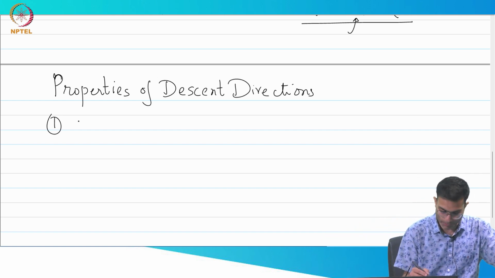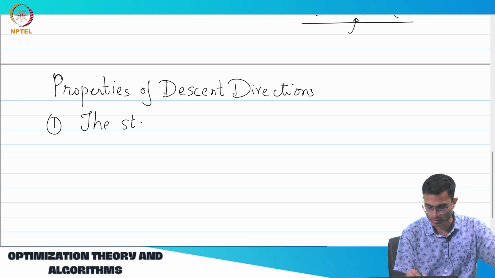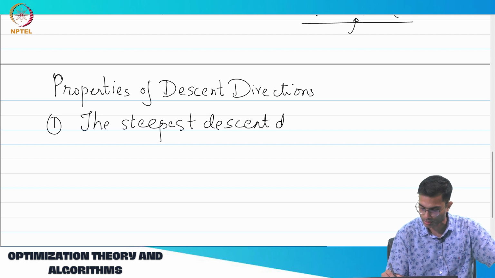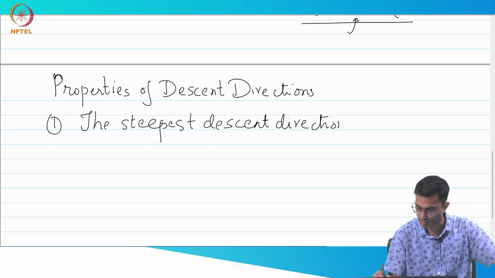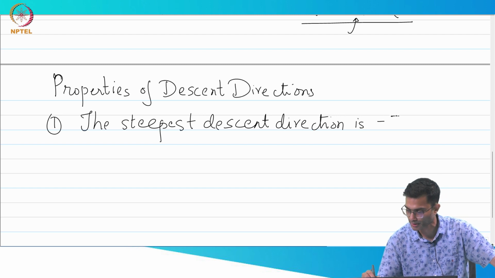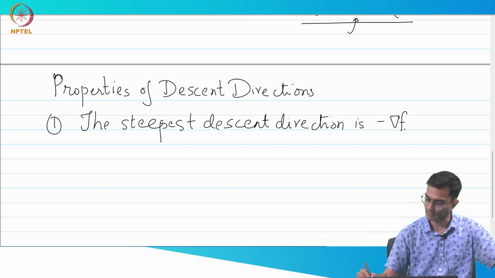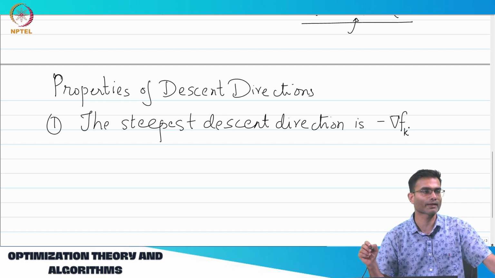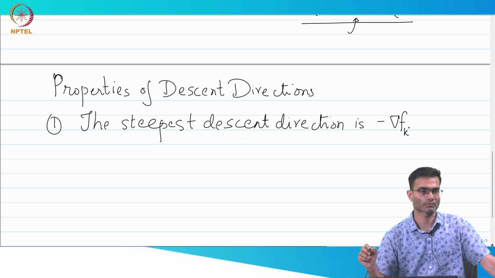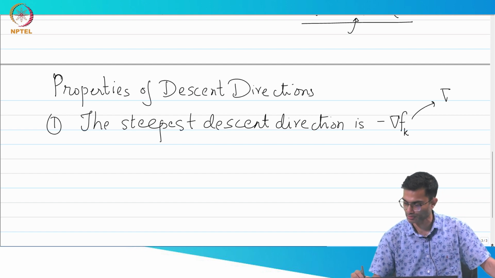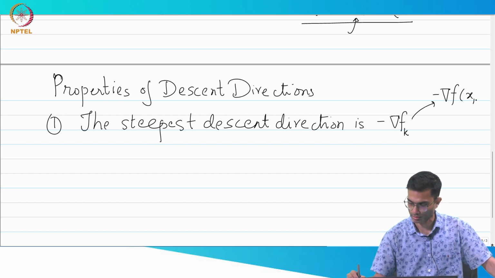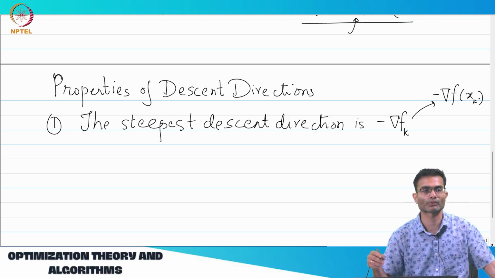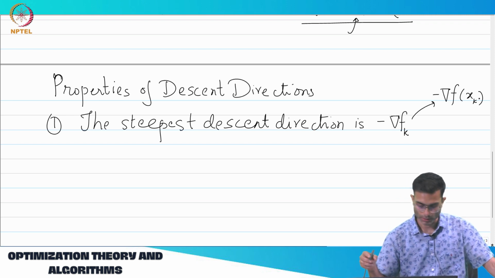It's the direction. The steepest descent direction is minus grad f. I'm going to put a k here. The moment I put a k here, you know what that means, right? It means grad f evaluated at xk. So the shorthand notation is this. Okay, shorthand. So let's have a look at the proof for this, which is very simple.